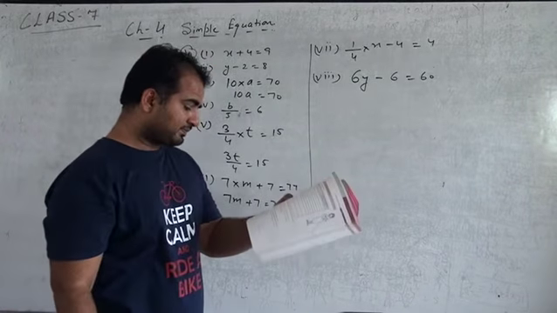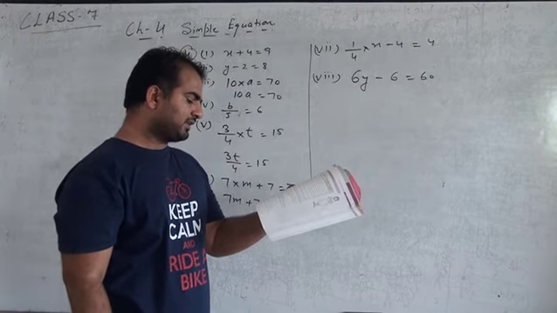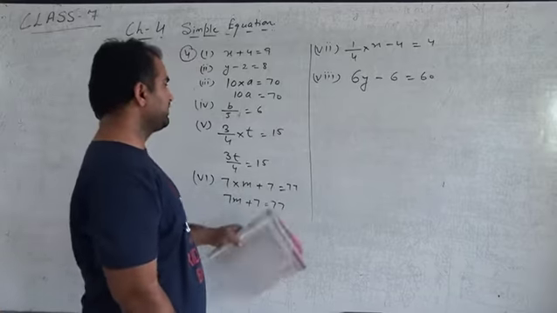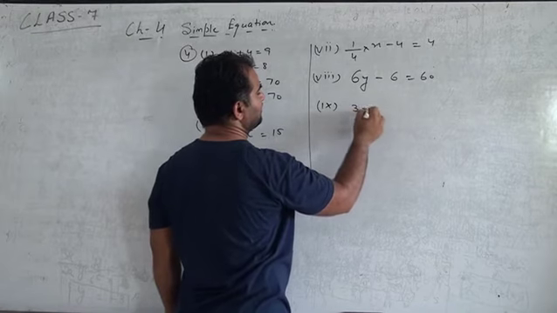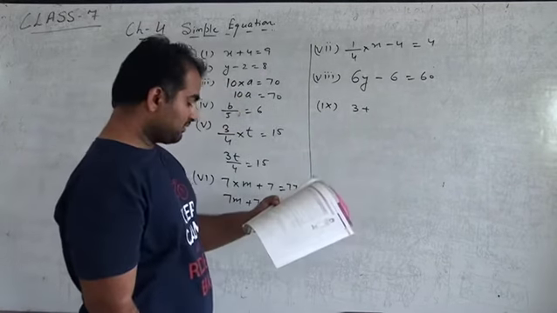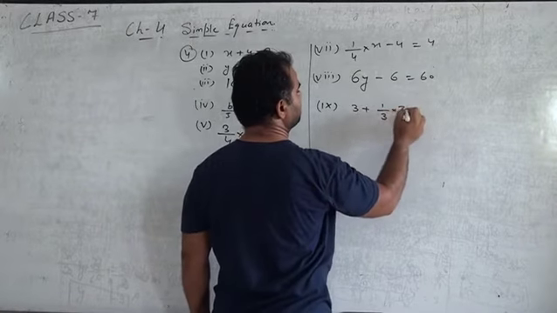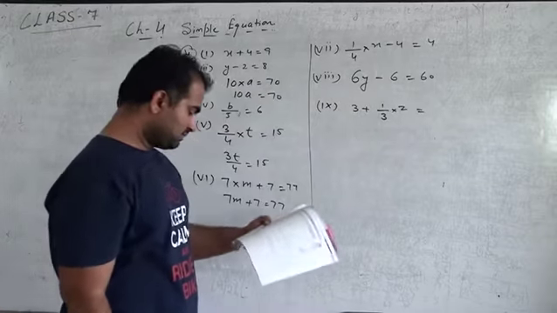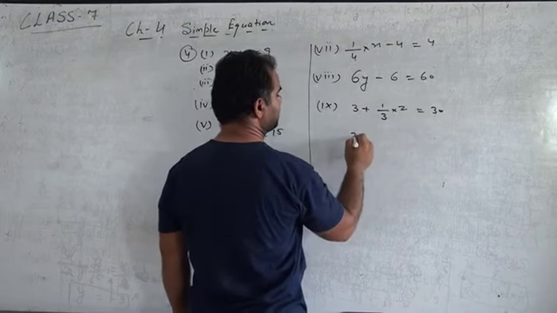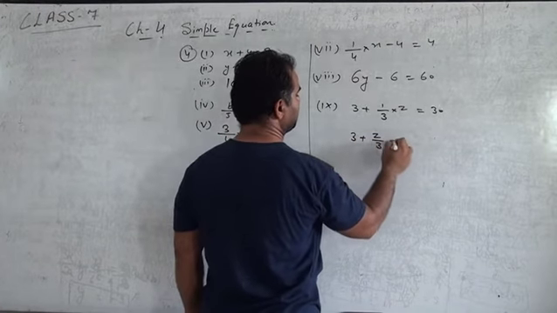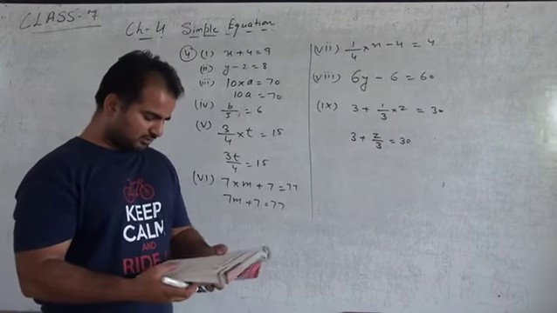Next is, if you add 3 to 1/3 of z, it gives you 30. We can also say it like this: 3 plus z upon 3 equals 30. Done. This is our question number 4.